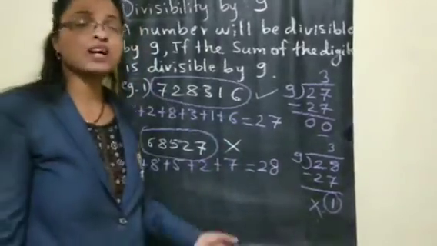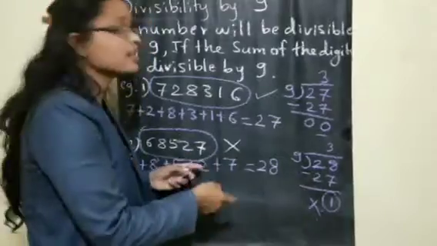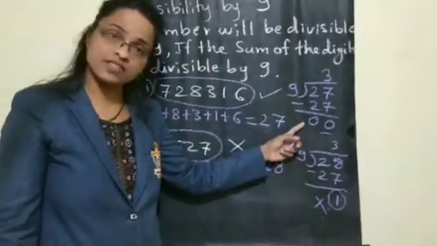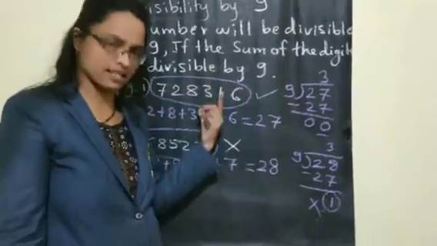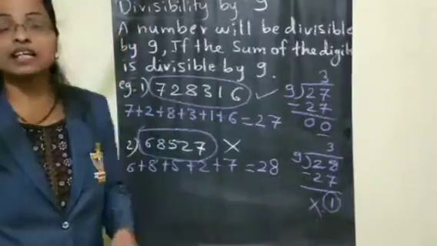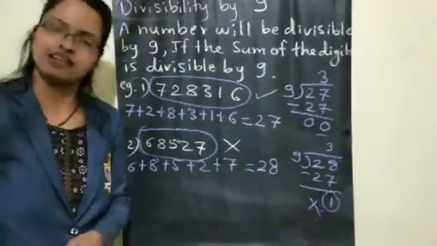So what we have to do? Add each single digit, get the total, and divide and check. If the exact division is there, remainder is 0, then yes, the full number is divisible. If it is not there, and we get any other remainder, then that number is not divisible by 9.